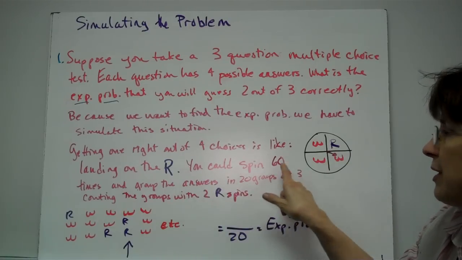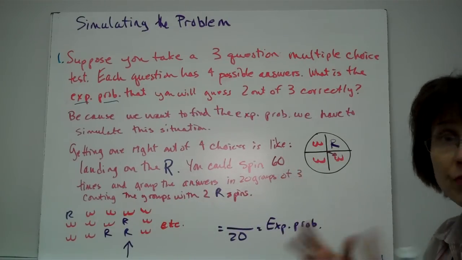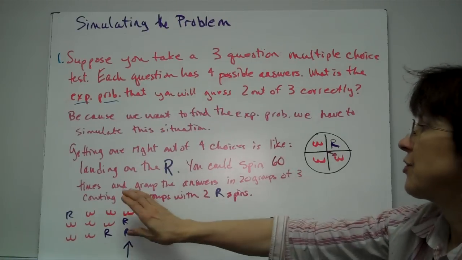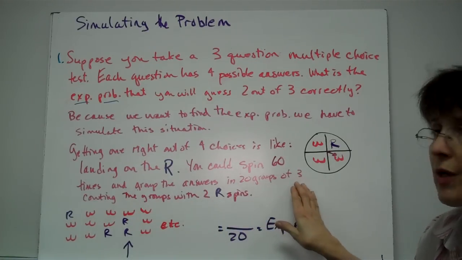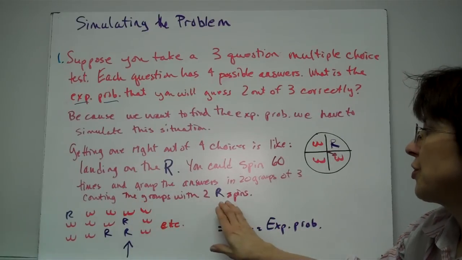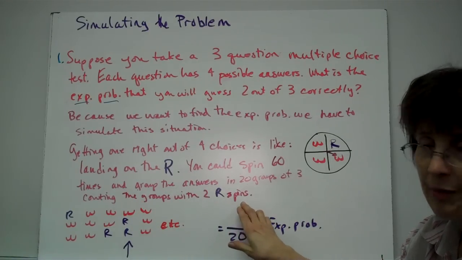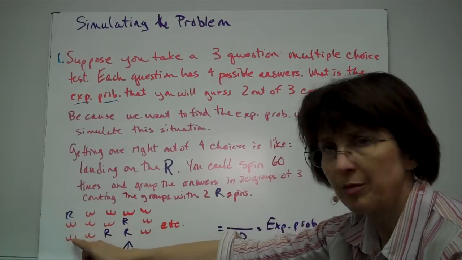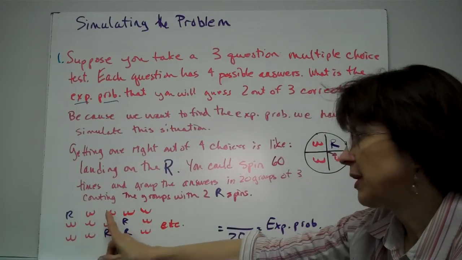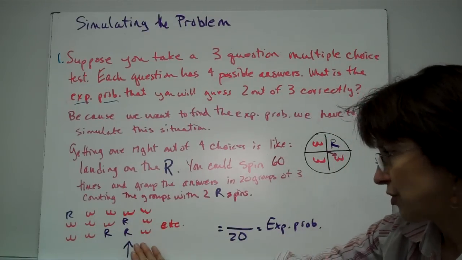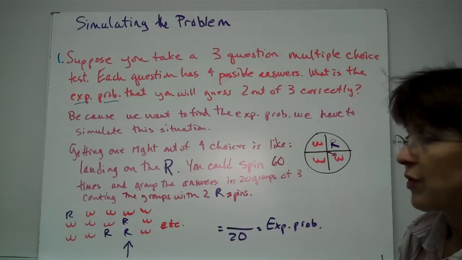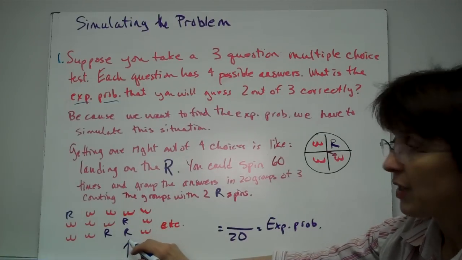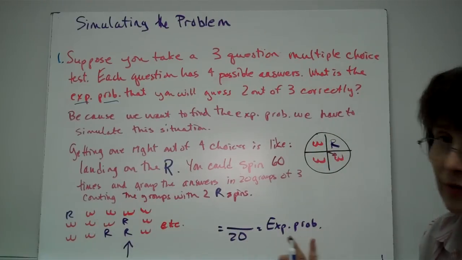You could spin, and to find the experimental probability you want to do a bunch of experiments. So let's say we do 60. You spin it 60 times, and you group the results in 20 groups of 3, counting the groups with 2 R spins. I did a couple here for you. What if you spun it 3 times and it was RWW? And then it was WWW, and so on. These are 5 solutions right here, and already, with just 5, only 1 has right and right. You would do 20 groups of those.